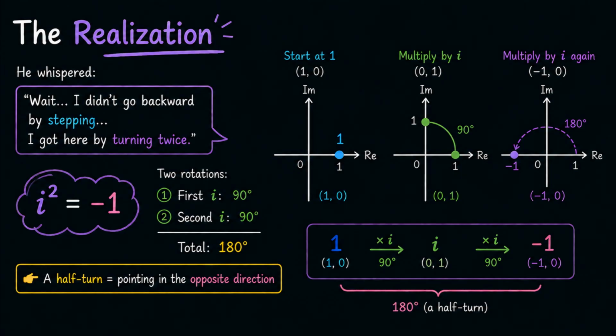Applying the rotation twice results in a total rotation of 180 degrees. This corresponds to a half turn on the complex plane, mapping the point (1, 0) to (-1, 0). Thus, the algebraic identity, i squared equals -1, can be interpreted geometrically as two successive 90-degree rotations.